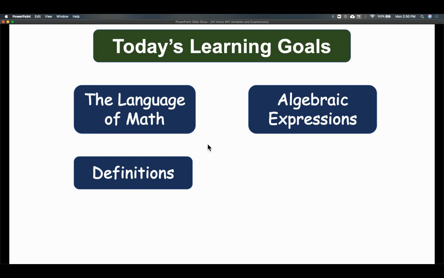So we went over three basic things today. One was the language of math, just going over why it's important for us to go over today's lesson, basically. A couple definitions, and we went into expressions, not even necessarily algebraic, but just expressions overall.